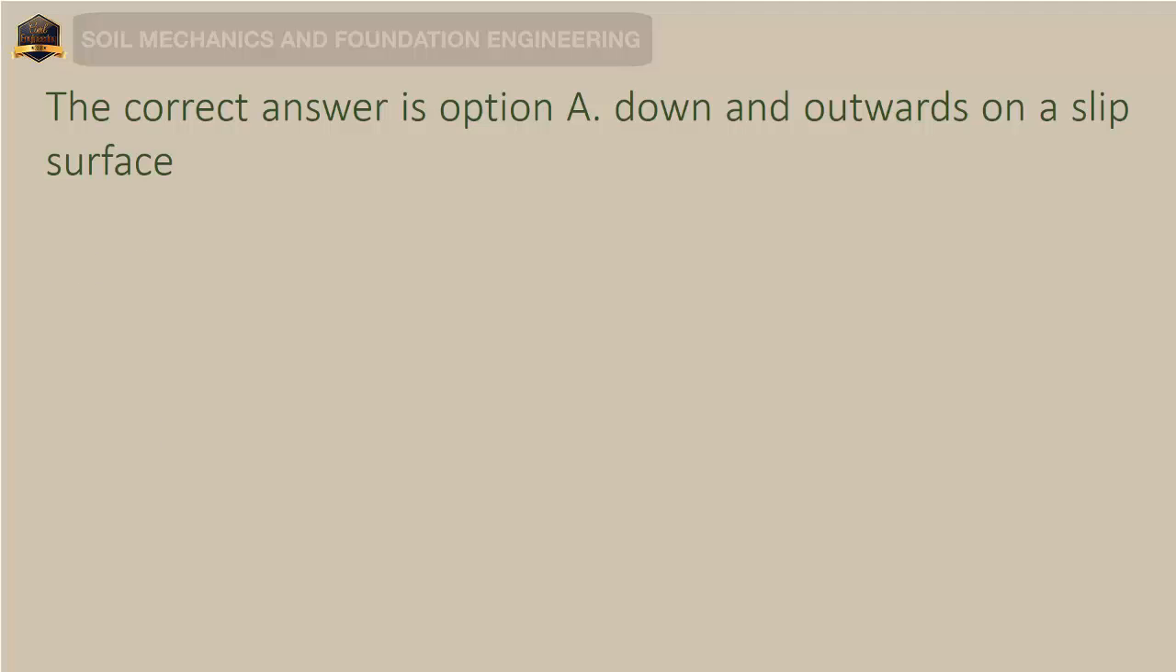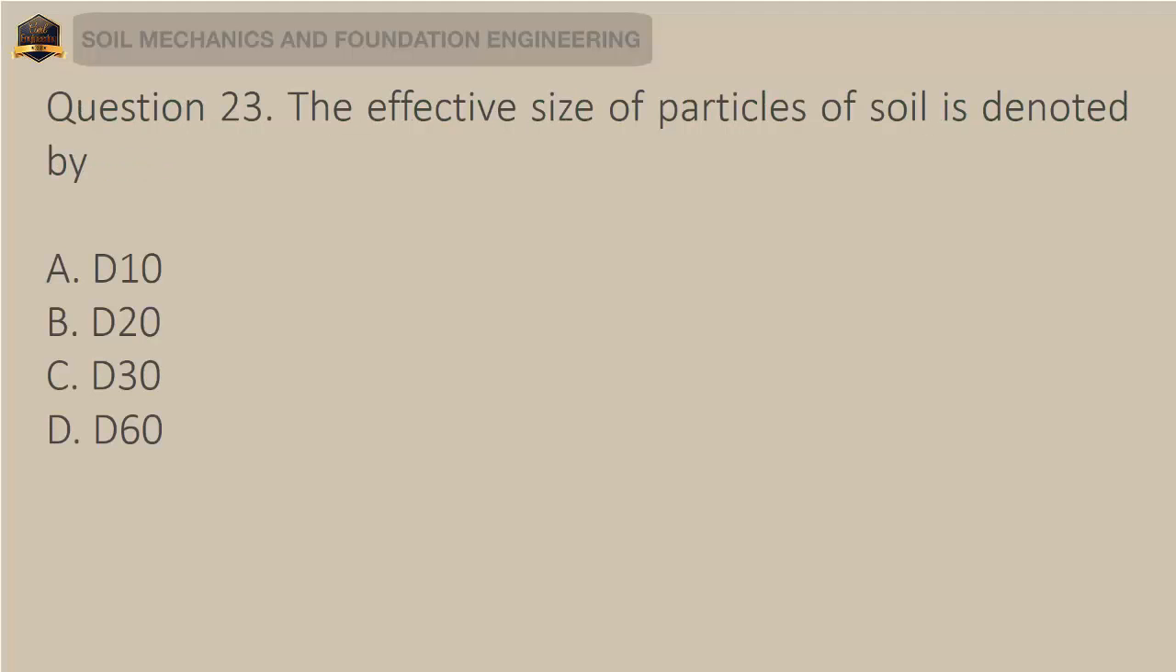Question 23. The effective size of particles of soil is denoted by A. D10. B. D20. C. D30. D. D60.